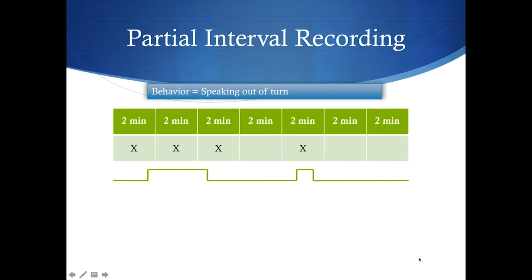So let's look at this in an interval context. Holy cow, look at that. We have behaviors across. This is called partial interval recording. We've made our intervals here in 2-minute sections, which is pretty easy to see. So we're at 14 minutes. We were recording behavior for about 14 minutes, and the behavior happened during those intervals all 4 times. So we have a continuous type behavior here.